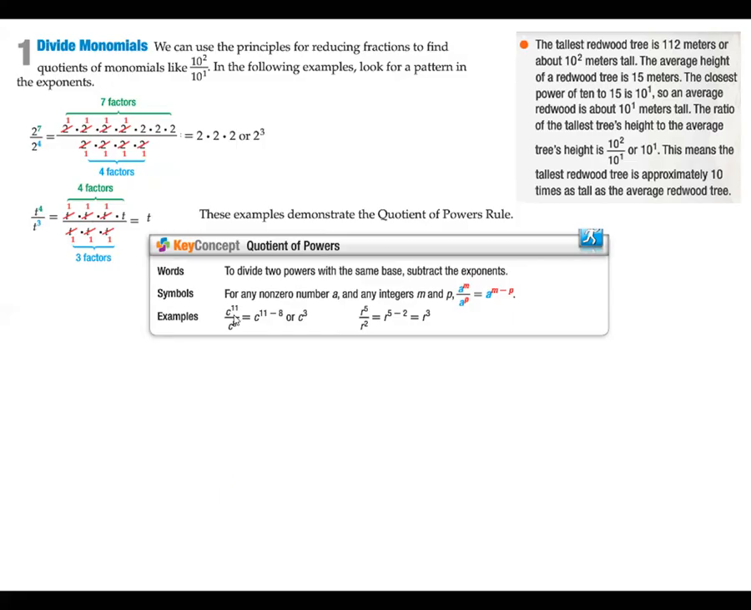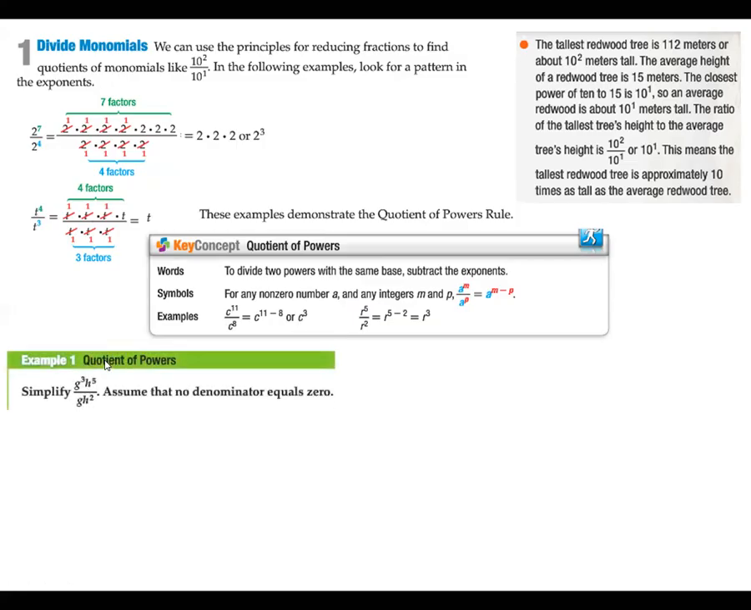So if I have c to the 11th over c to the 8th, you don't have to necessarily write out all 11 c's, all 8 c's, then cancel out the common factors, and then have 3 c's left over and write it as c cubed. You can just remember that when you divide like bases, you subtract the exponents. So 11 minus 8 gives you c cubed. That's the shortcut.